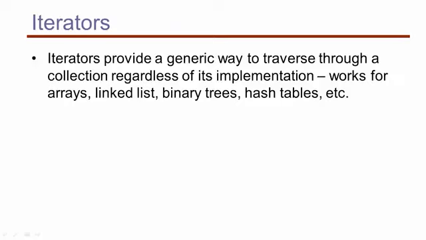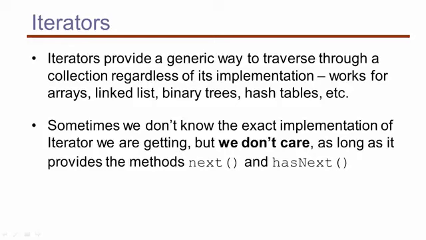The great thing about iterators is that they take care of all the low-level details for us and allow us to traverse over a collection regardless of what type of collection it is. Iterators work the same for arrays, linked lists, binary trees, and hash tables. This is important since sometimes we do not know the exact implementation that we may be dealing with. But as long as we are dealing with a higher level abstraction, such as an iterator, the low-level details do not matter to us.